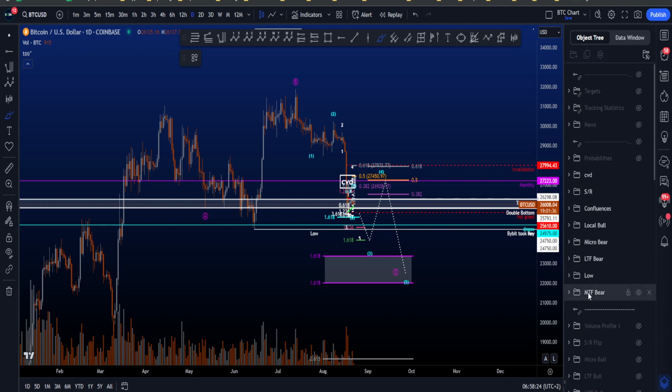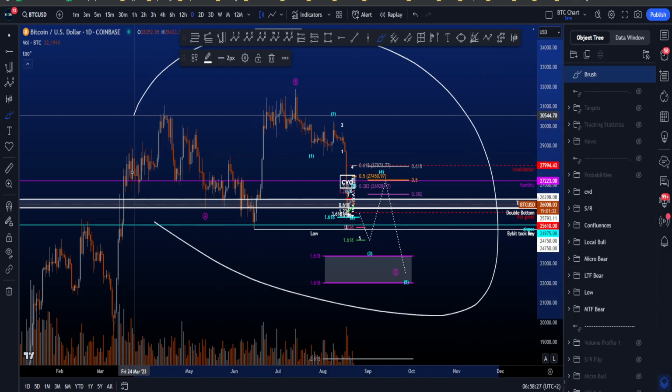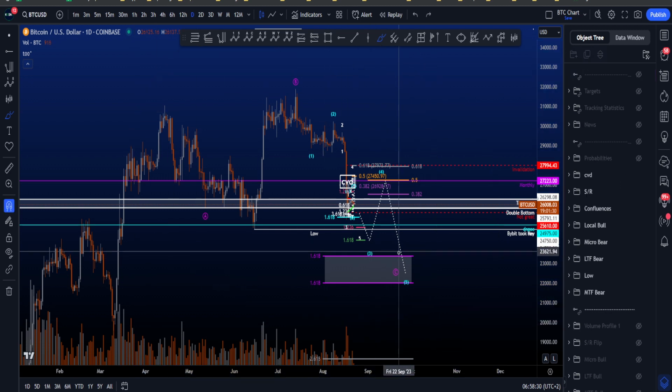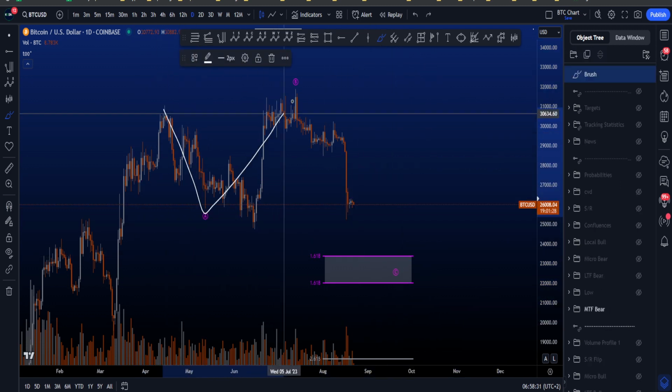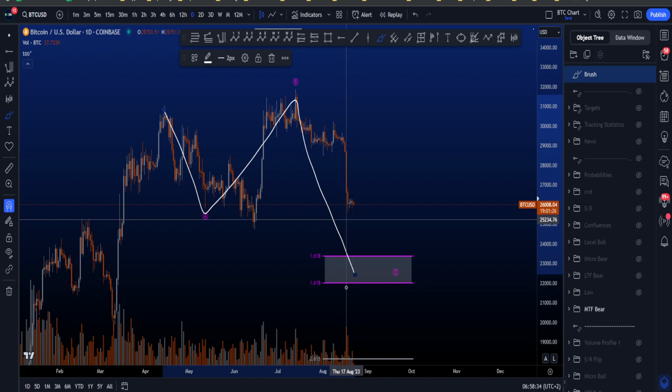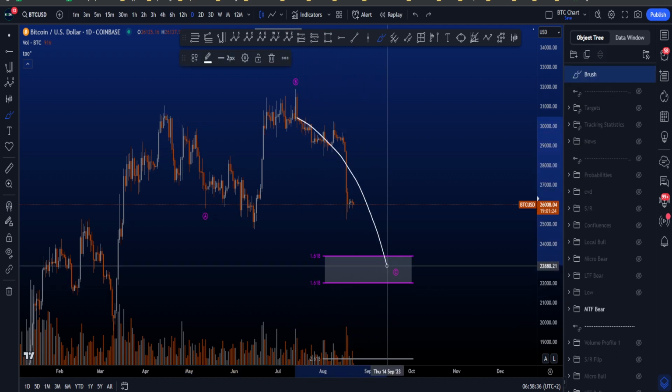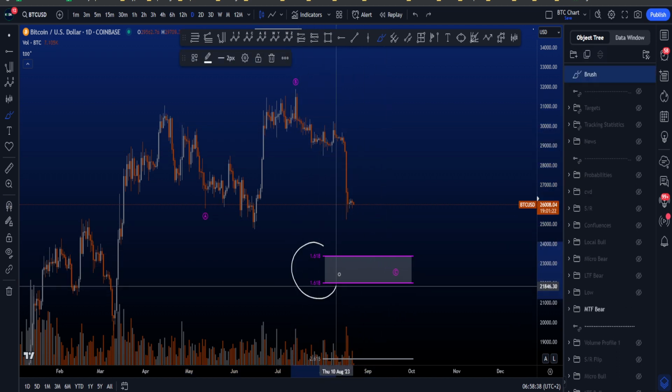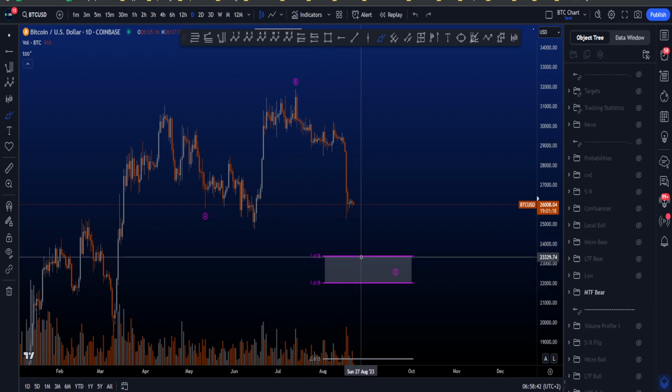Hi everyone, let's go over my medium time frame, low time frame, micro and local bullish and bearish Elliott Wave scenarios on Bitcoin. Starting with the medium time frame bearish scenario, where we are looking for an expanding flat to the downside, where now we're working on an impulsive wave C, where the most common target for wave C is between the two 1.618, which is between 23.4k and 22k.